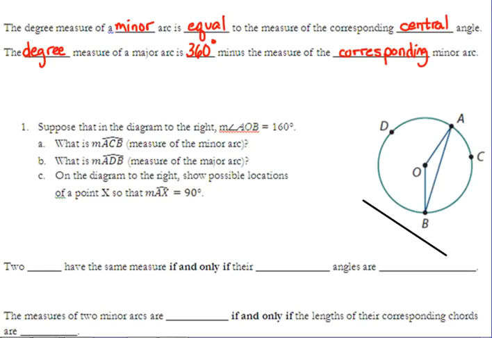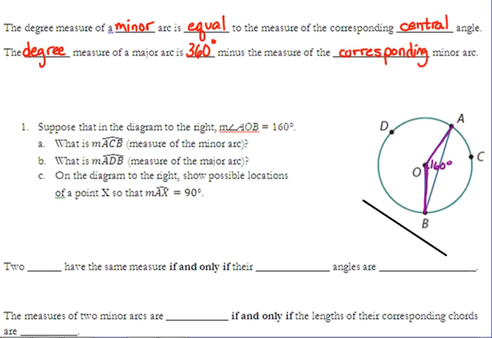Okay, so let's apply this. Suppose that in the diagram to the right, the measure of angle AOB, I like to trace it. If they give me an angle or an arc, I like to trace it on the picture. So from A to O to B, they say that angle is 160 degrees. It doesn't make sense to put it on the other side because that's clearly more than 180 degrees on the other side. So it goes inside that angle right there.